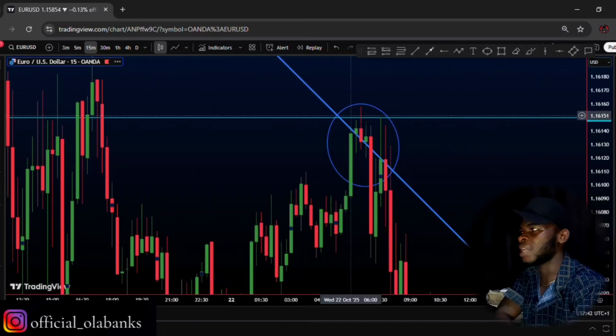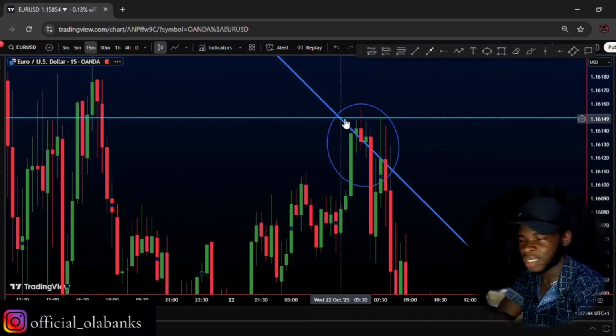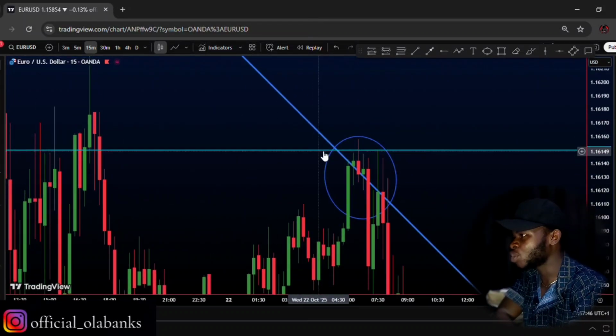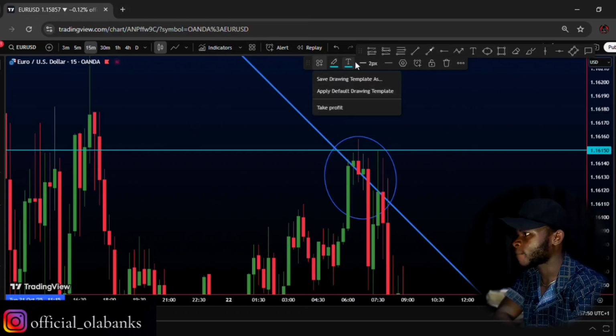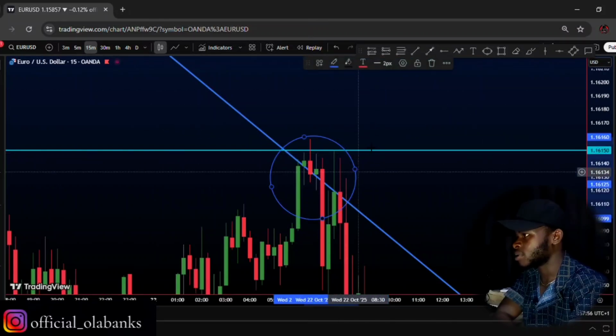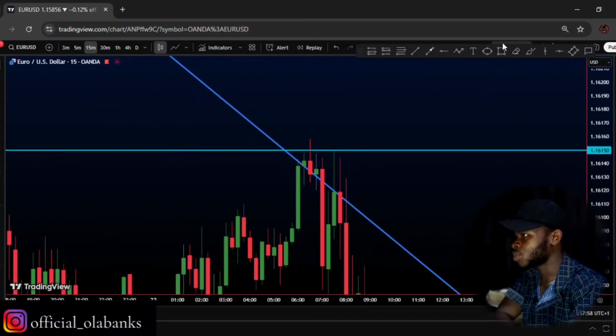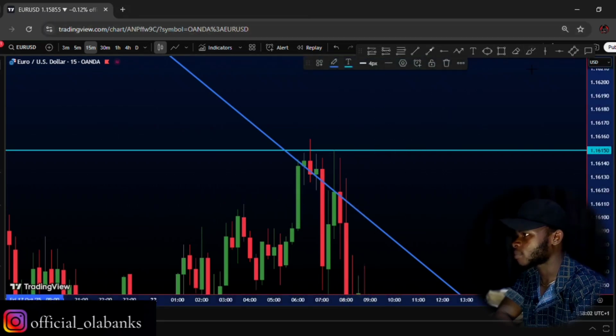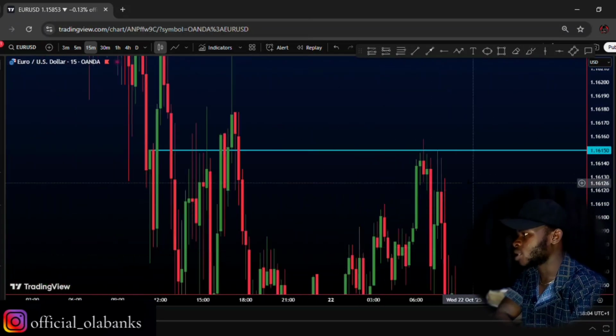It tallies with my resistance. Now you know this is a resistance, a major resistance for this particular analysis. For this particular analysis, this level is a major resistance, right? But I'll just delete this trend line.